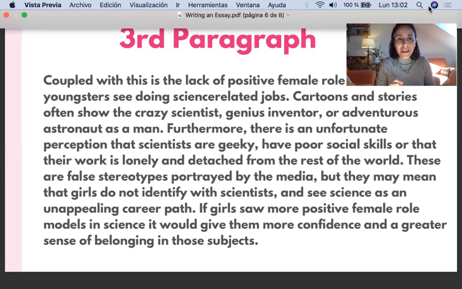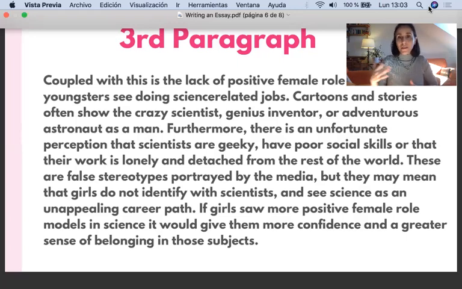but they may mean that girls do not identify with scientists and see science as an unappealing career path. If girls saw more positive female role models in science, it would give them more confidence and a greater sense of belonging in these subjects. So things that we can highlight here: coupled with this, is a lack of whatever.